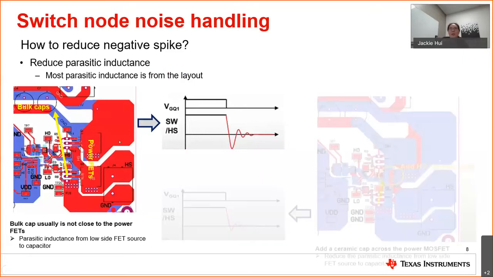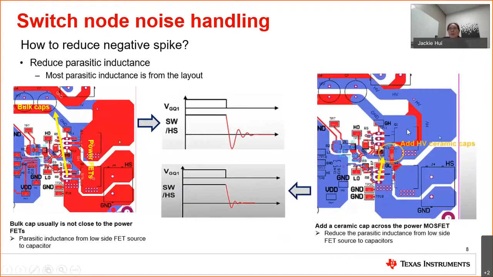So what can we do in this case? One recommendation is to try to reduce this distance. For example, you can consider adding a high voltage surface mount ceramic cap across the power FET. That way, it can reduce the distance and hence reduce the parasitic inductance between the low side MOSFET source pin and the buck cap, and therefore it can reduce the negative spikes at the switching node.